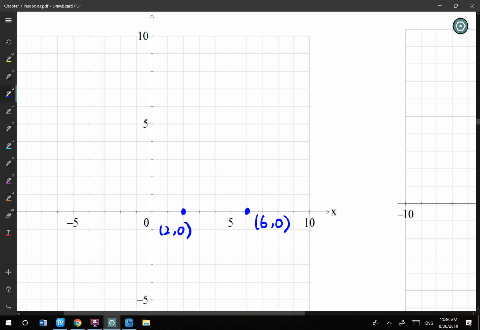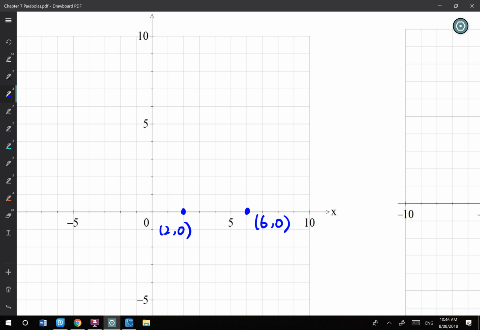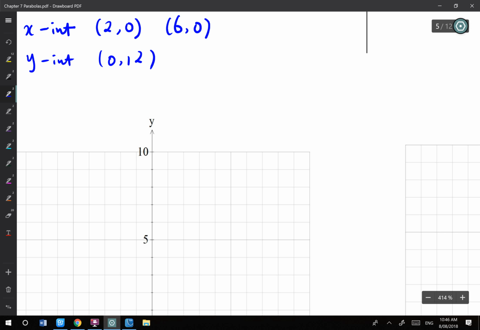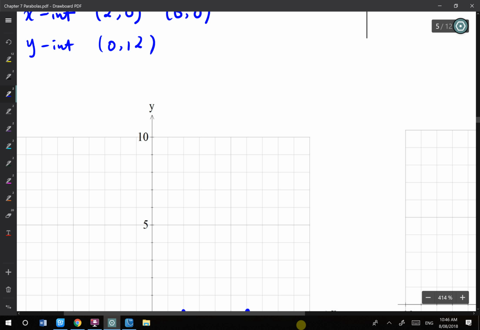What's the y-intercept? The y-intercept is 0, 12, right? So 0, 12 needs to go a little bit beyond the given graph, approximately here, a little bit higher. That's 10, 11, and 12 is here. So 0, 12.